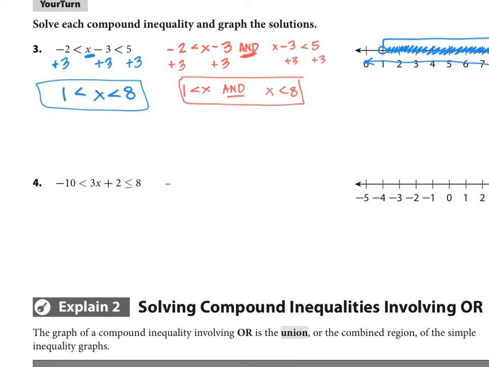Okay, so if I'm going to write this out, I could write it as negative 10 is less than 3x plus 2. And if I take the last two parts of the inequality, 3x plus 2 is less than or equal to 8. So I'm going to solve it both ways, just so you can see the work being done here. I'm going to divide all of these different parts by 3 at the end to get my solution. And then I'm going to also solve it using the word "and".